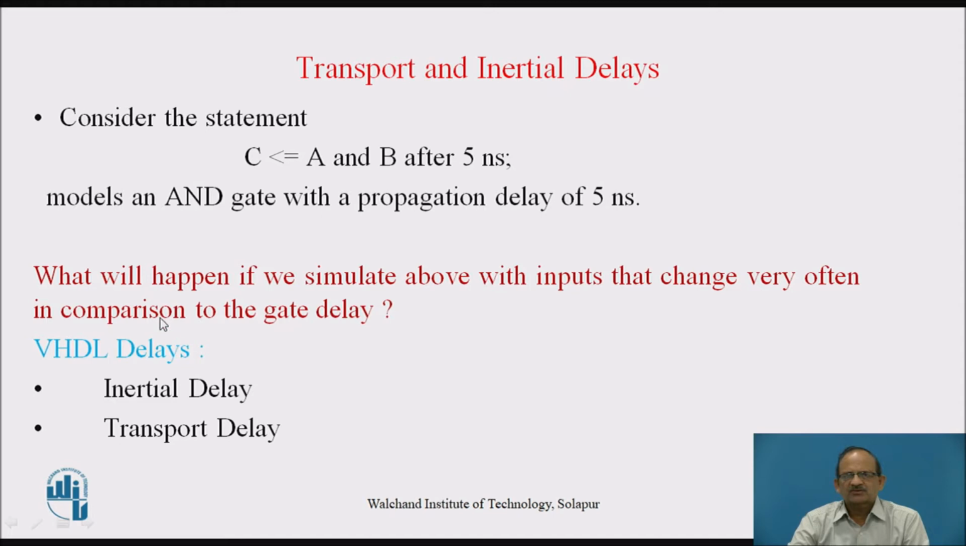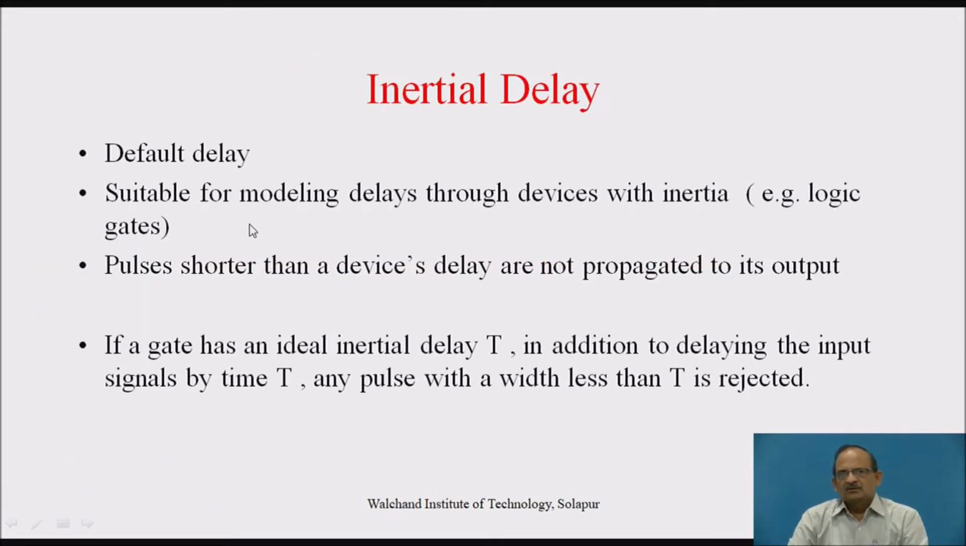There are two classes of delays in VHDL known as inertial delay and transport delay. First we will see inertial delay. This is the default delay in VHDL. It means when no delay is specified, the delay model used in that particular statement is an inertial delay. Mainly it is suitable for modeling delays which appear in devices with inertia, for example logic gates. In this case the pulses shorter than a device delay are not propagated to the output.